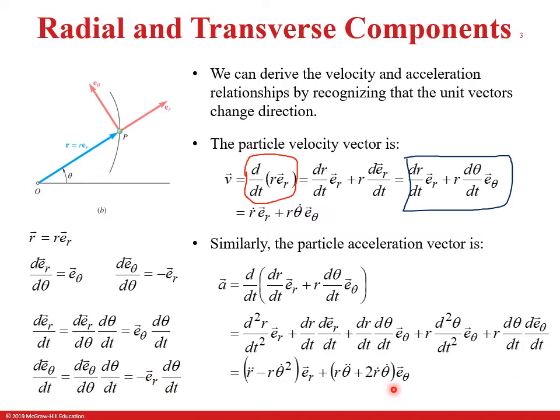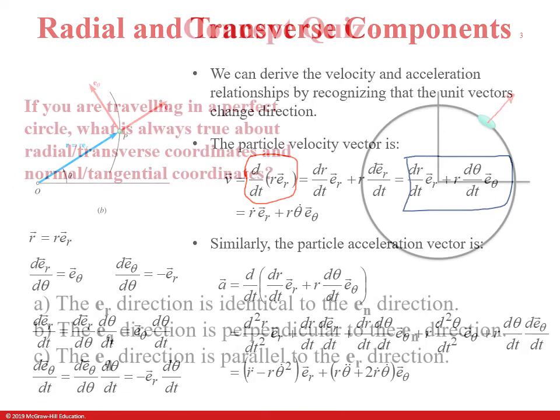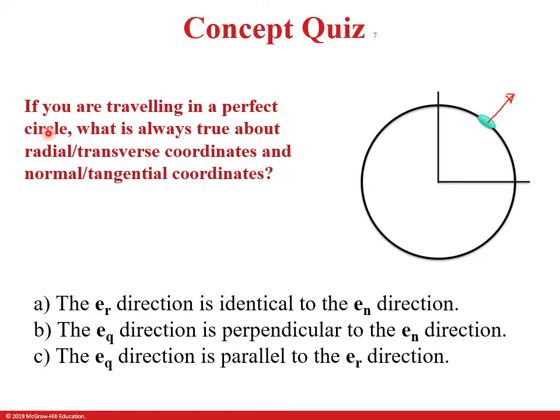Somehow from this, they get you r dot theta dot, utilizing these equations here. So let's just get into some concepts to further illustrate this. If you are traveling in a perfect circle, what is always true about the radial and transverse coordinates and the normal tangential coordinates?